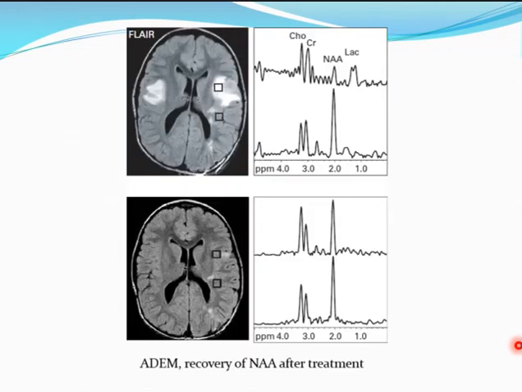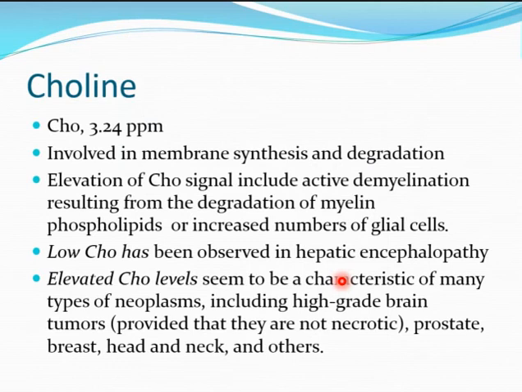For example, you can see here, this is a case of acute disseminated encephalomyelitis, and you can see the voxel in the abnormal area shows very low N-acetyl aspartate compared to choline. We said it should be 2 to 2.5 times the peak of choline. Okay, after treatment, you can see there is a marked increase in the NAA, indicating recovery, the integrity of the neuronal tissue has been restored.